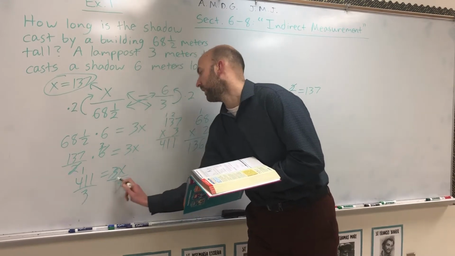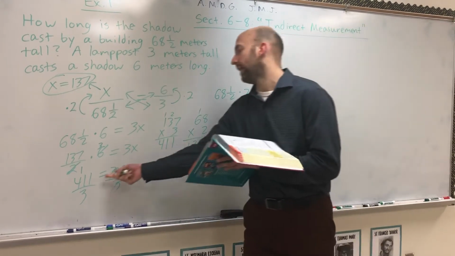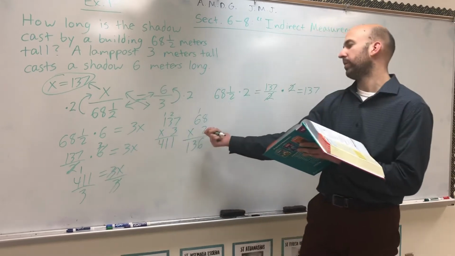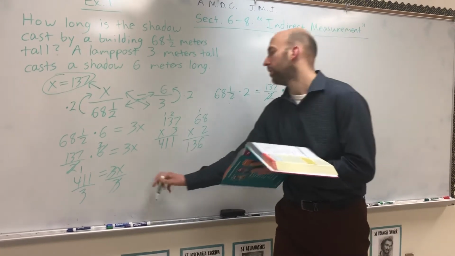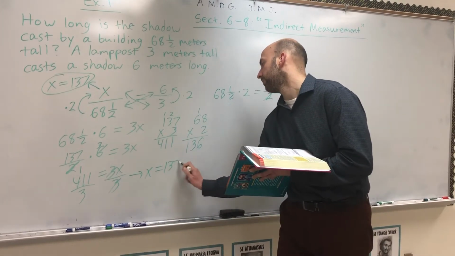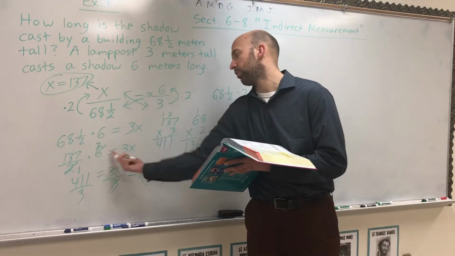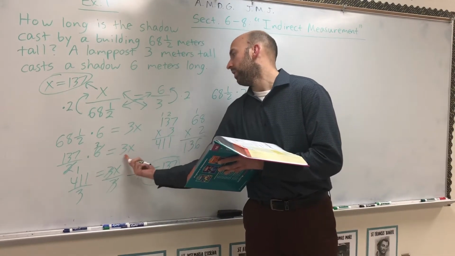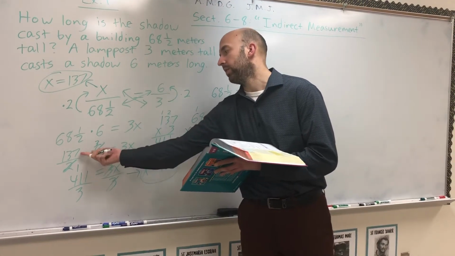The 3's cancel out. 411 divided by 3, we could work that out, but we know it equals 137 because we just did 137 times 3 is 411. So x equals 137. Or actually what we could have done was divide each side by 3 over here to cancel out the 3 on each side to get x equals 137 immediately.